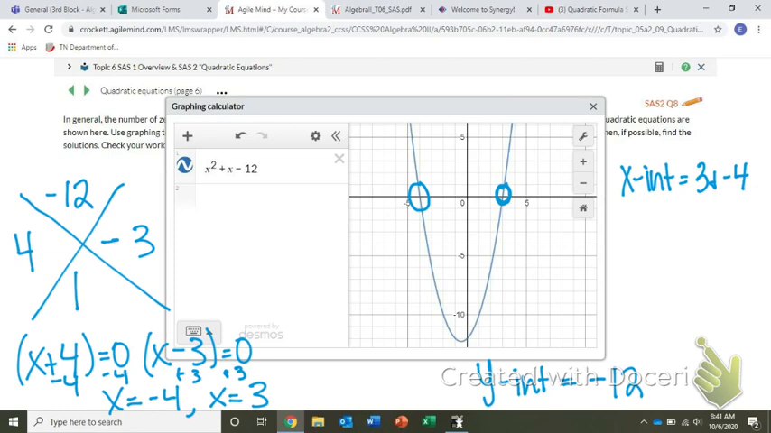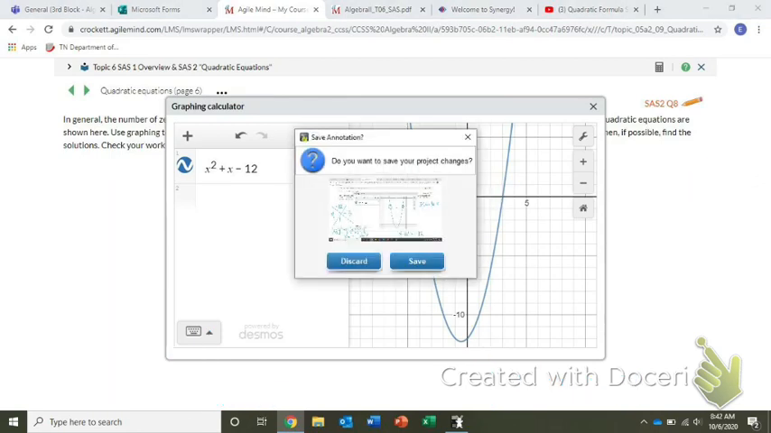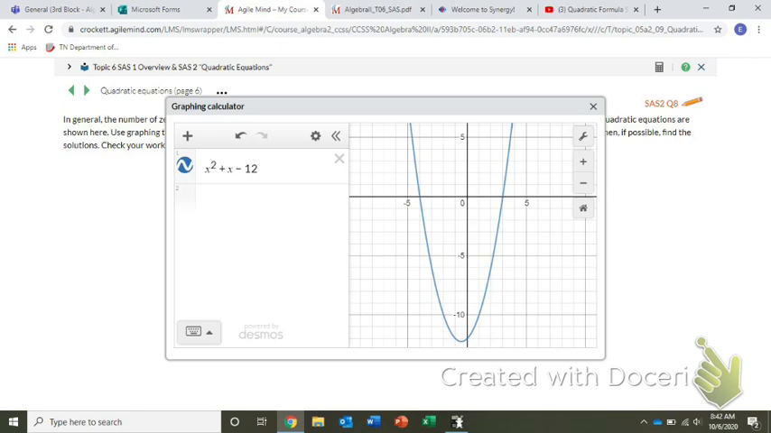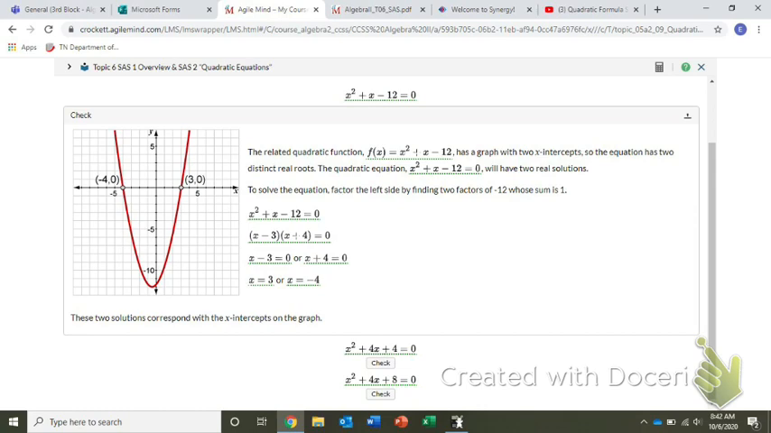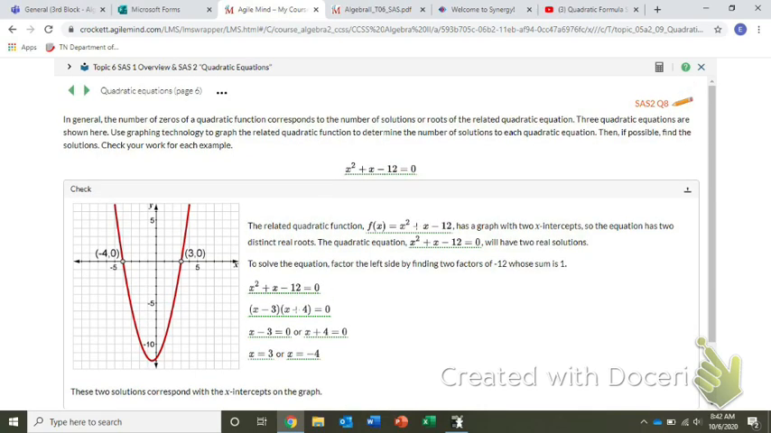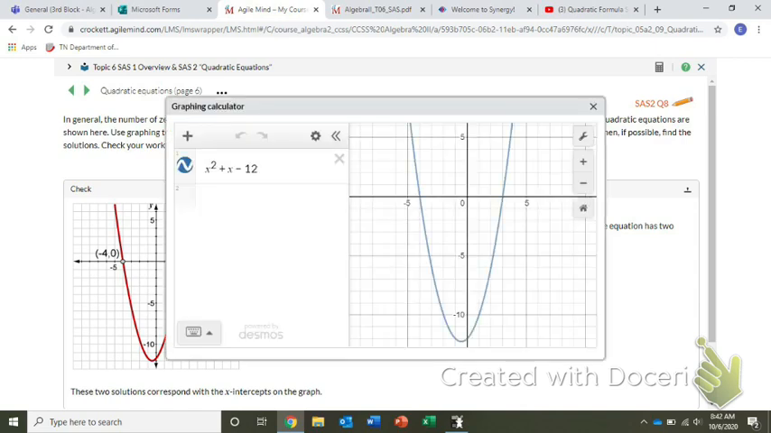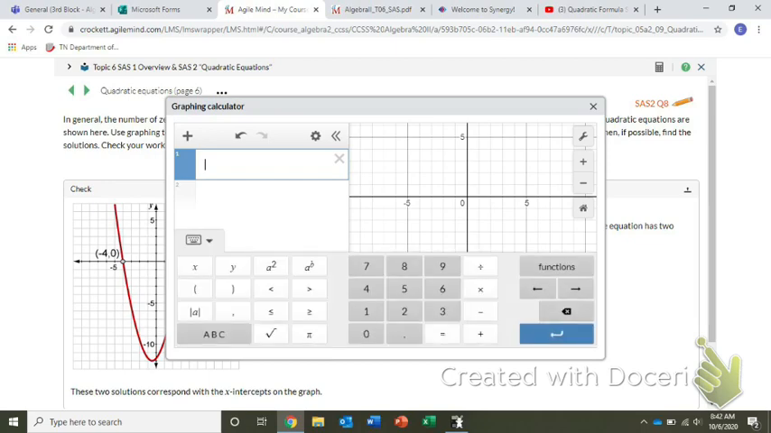All right. Now, if you get off, remember, you can always pause the video if you need to. If you hit check, it's going to show you the exact same thing that our graph just showed us. Okay? Now, the next one, we're going to go back to our graph. We're going to get rid of that one, and we are going to type in x squared plus 4x plus 4.